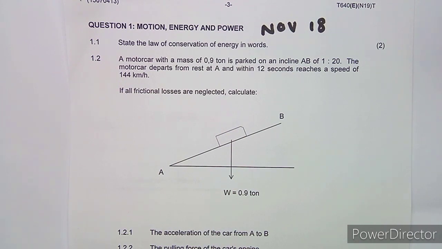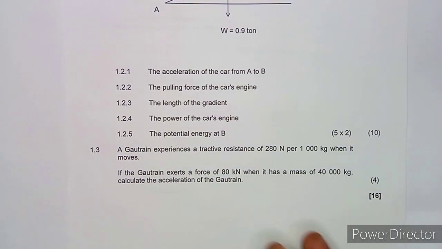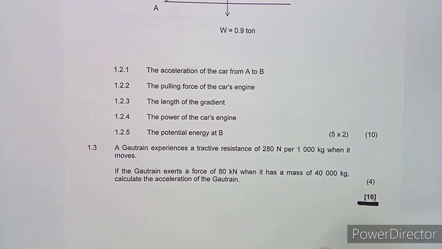So in this video we shall be focusing on question 1, from the question paper of November 2018. That is on motion, energy and power. We just want to see what we are given in this case. As you can see, that is the whole question, and everything there was just 16 marks. So I hope it's going to be quick.